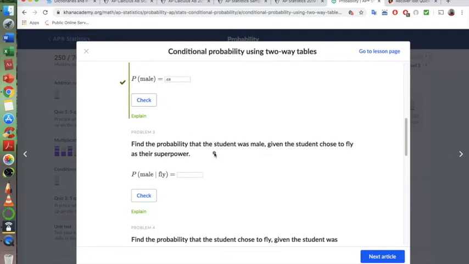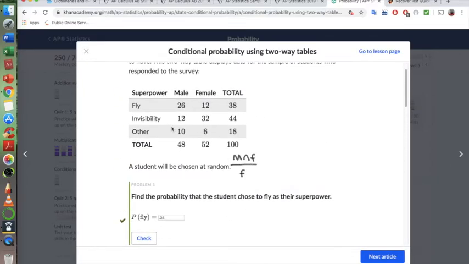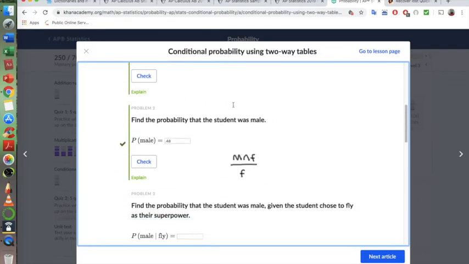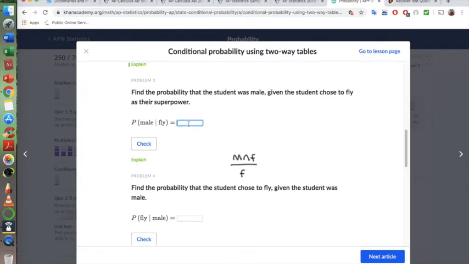And so probability of male given fly is the intersection of male and fly divided by the probability of fly. Now, I'm not going to calculate their probabilities because of the way Khan Academy has structured their input field here. So we've got the intersection of male and fly. I'm just going to enter the integer value here. Male and fly, we've got fly here, male here, so our intersection is this cell, 26, and then out of all fly is 38. So we've got 26 over 38. It's going to be our answer.